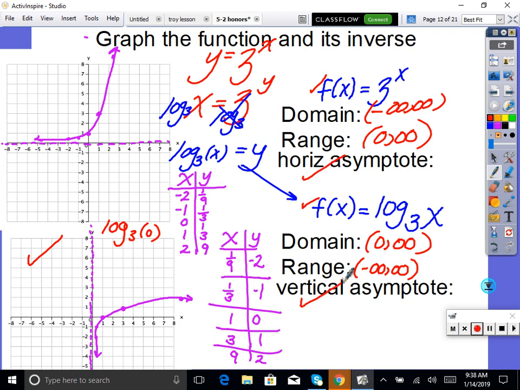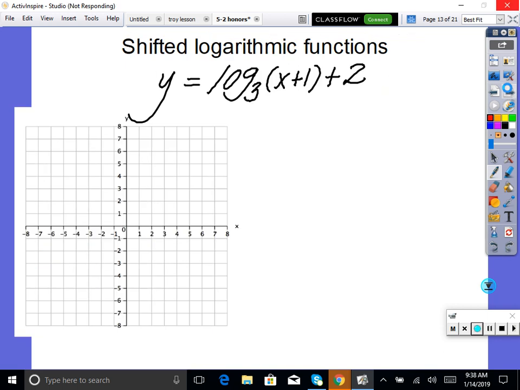Now what if I start shifting the logarithm? We know with exponentials, if we shift it up or down, that's what changed our horizontal asymptote. With a logarithm, a shift left and right will change our vertical asymptote. So that will change things up. Let's look at how we would graph. Here are the steps. This is the only example I'm going to do because it's very straightforward. Here are the steps to graph a shifted logarithmic function.